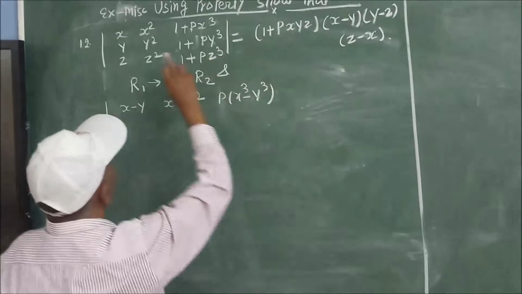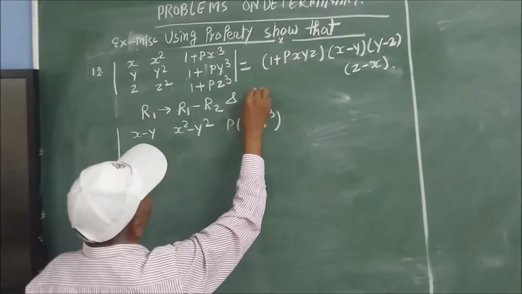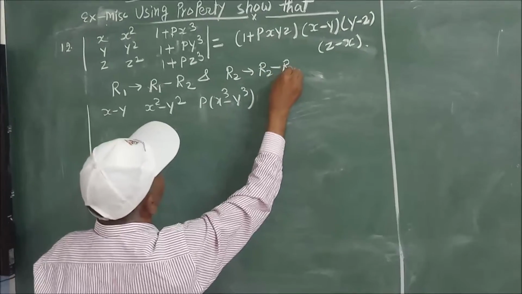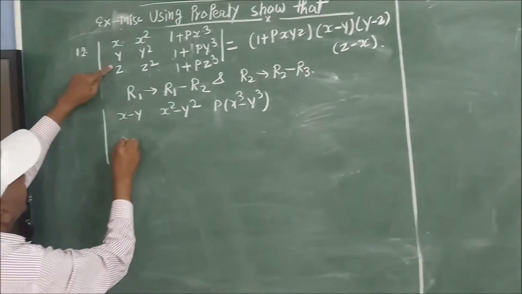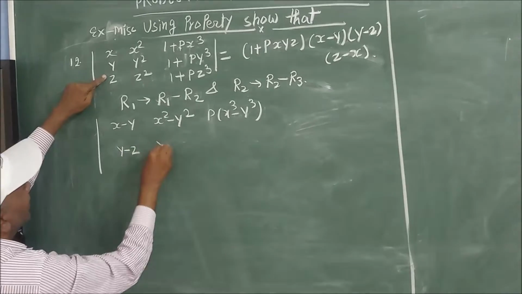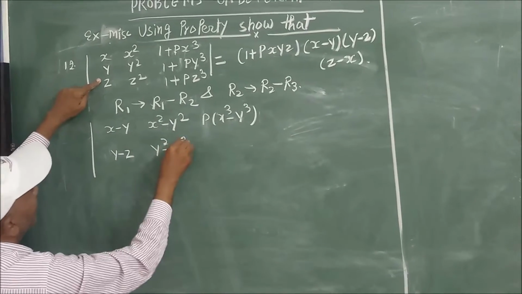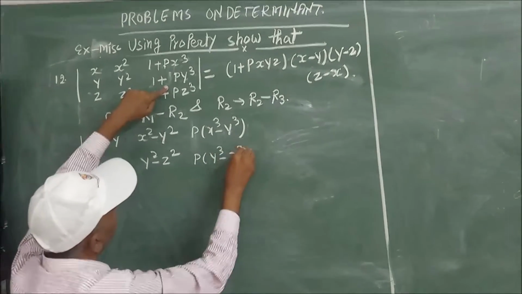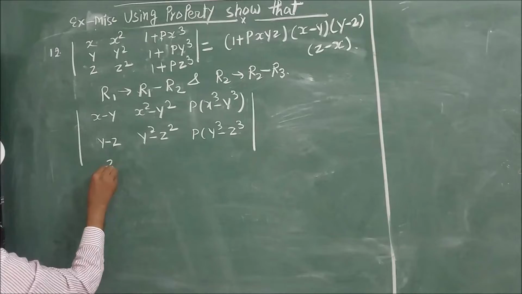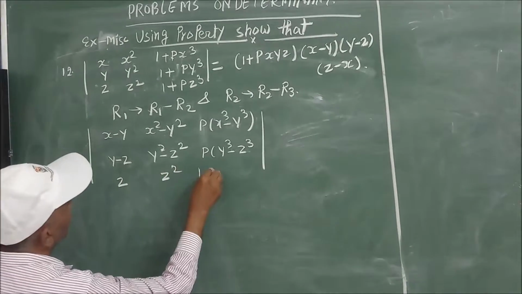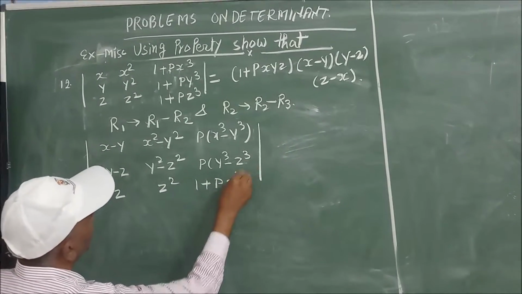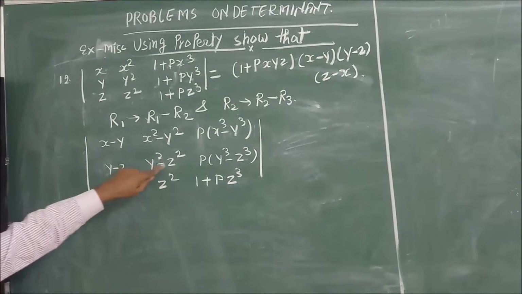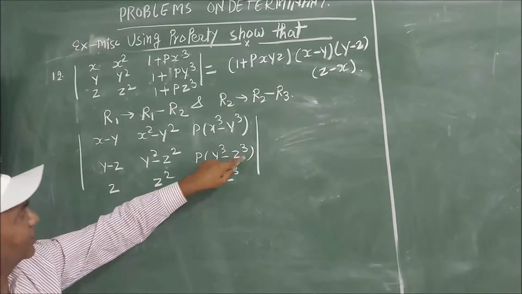Here next is y minus z, y minus z. So again R2 tends to R2 minus R3. Then what happens? See here can be written as y minus z, and here y square minus z square, and this can be written as p into y cube minus z cube, and last term is z square 1 plus p z cube, like this. Check here. Here will be y minus z, y square minus z square, or y cube minus z cube.